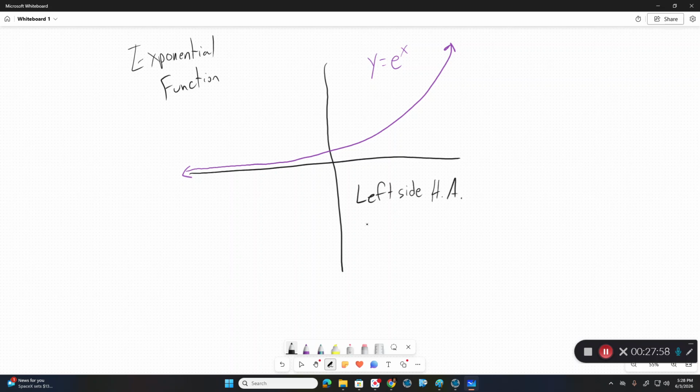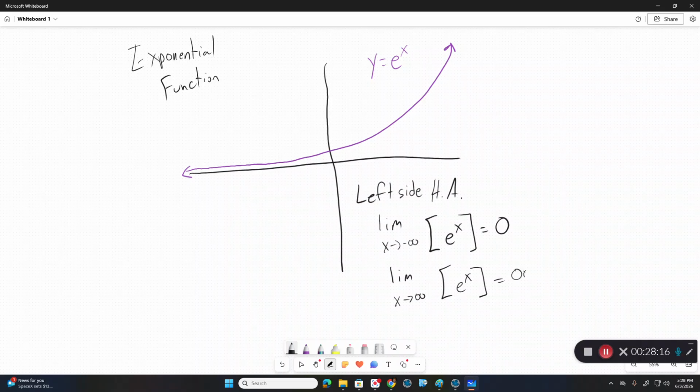behaves like a horizontal asymptote only. The limit as x approaches negative infinity of e to the x is 0. But the limit as x approaches positive infinity of e to the x, well, that's going to grow without bound to infinity. So, exponential functions, only one side has a horizontal asymptote. And that's an interesting behavior.